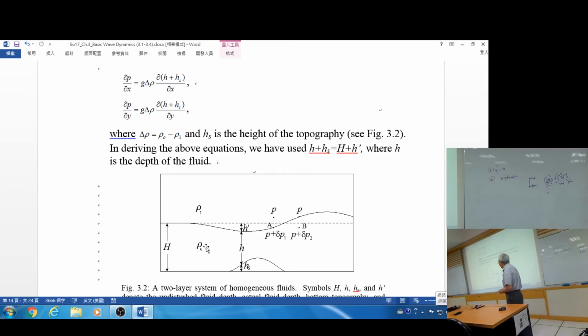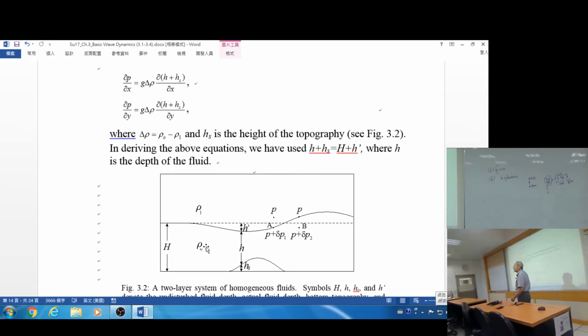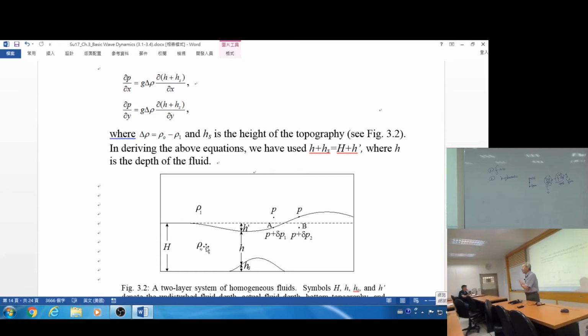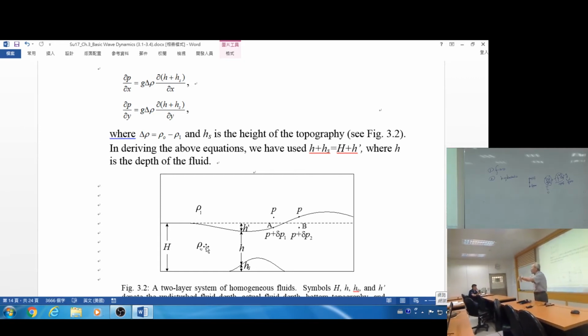Okay, yeah, it's called static instability, that we cannot solve because it's become turbulent. So here we have the system.